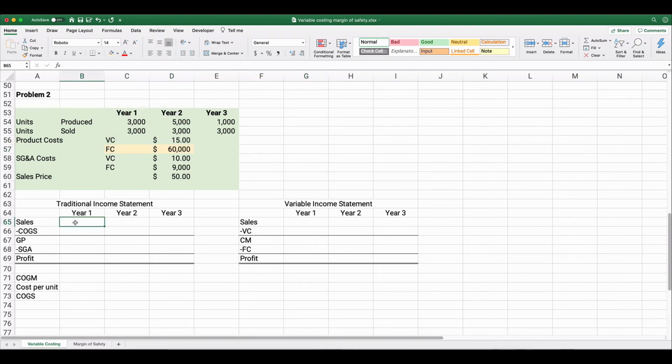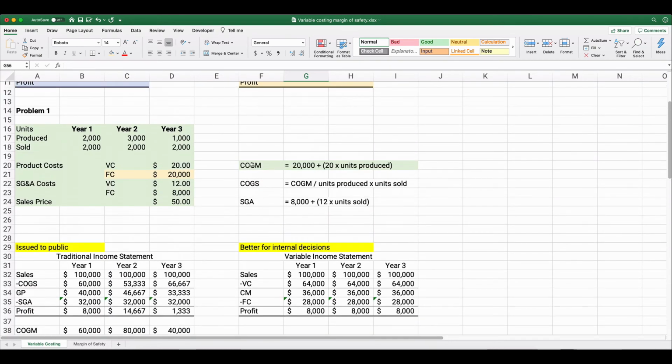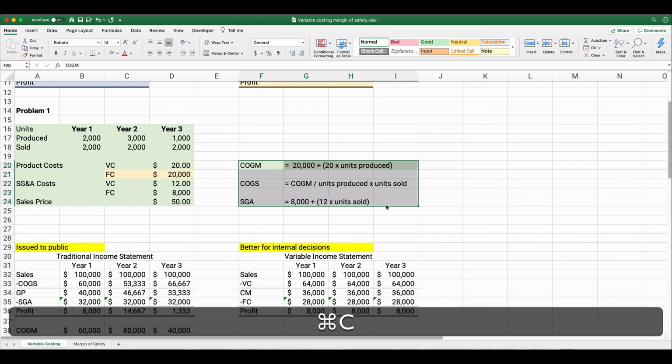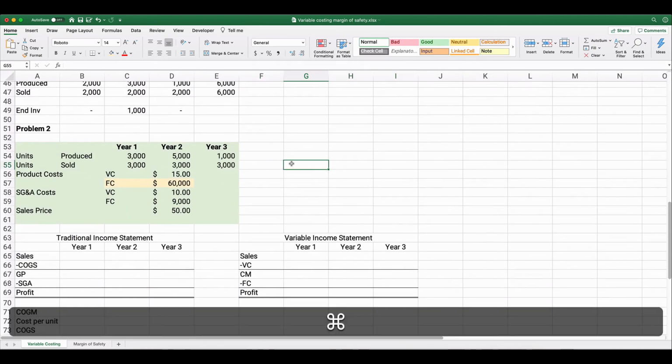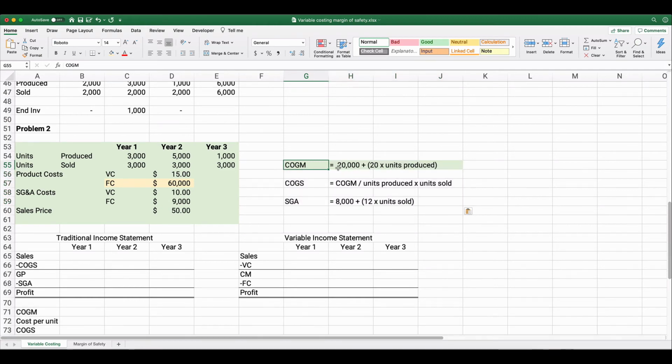All right, so let's calculate our sales. Actually, I think the first thing we ought to go ahead and calculate is the cost formulas here. I think that's helpful. See if you can do this. What would the cost of goods manufactured be? The cost of goods manufactured would be the fixed cost of 60,000 plus $15 per unit produced.